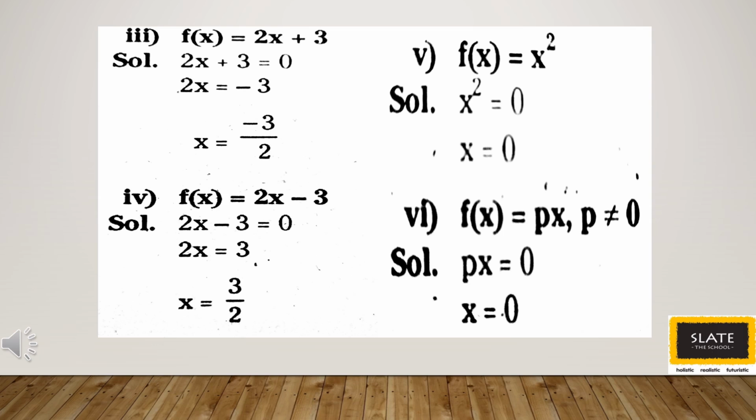Sixth question, f of x is equal to p into x, where p is not equal to 0. Now equate px is equal to 0 and x becomes 0 by p, which is 0. So the 0 of the polynomial f of x is equal to px is 0.